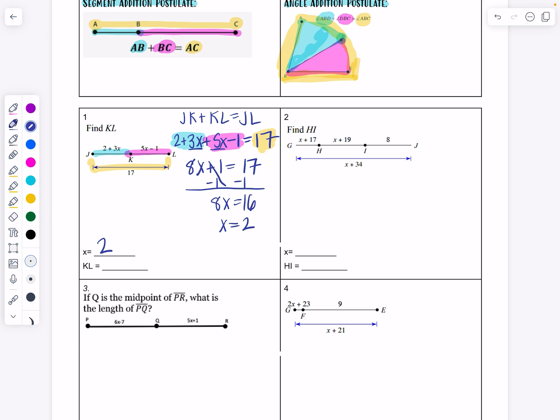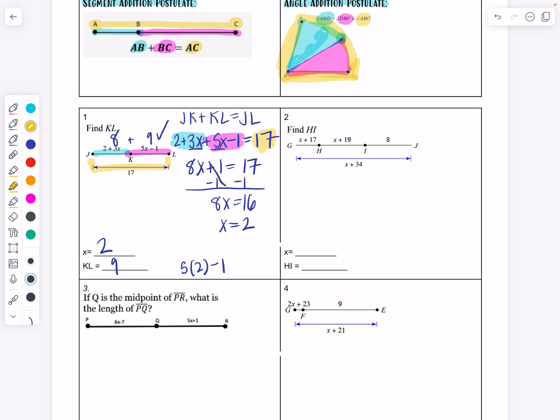And then it wants to know what is KL. So for KL, we're going to do 5 times 2 minus 1, and that's going to give me 9. What is a really good way to check it to see if you did it right? If this is 9, what is the other piece? 3 times 2 is 6, plus 2 is 8. And then what is 8 plus 9? 8 plus 9 is in fact 17. So I know that I did it right. So you can always plug it back in to check it.